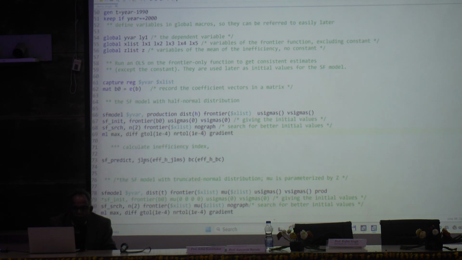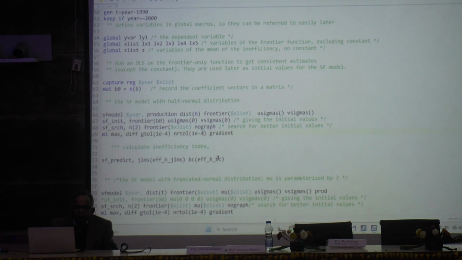And then we have both JLMS and BC. JLMS is Jondrow, Lovell, Materov, and Schmidt, estimating inefficiency, the expected value of u given epsilon. Remember I just showed you that this is the formula used to estimate inefficiency. The name is a long one, but you can put any name you want. JLMS tells the computer that you are looking for estimates of inefficiency, and inside the parenthesis is the name. After a space is BC, which is associated with the estimate of efficiency, e to the power minus u, and inside the parenthesis is the name for that.